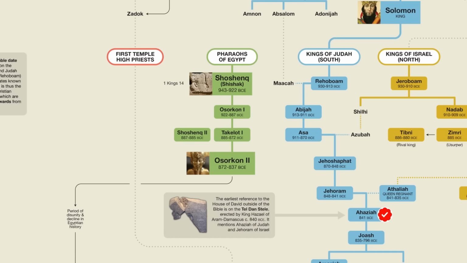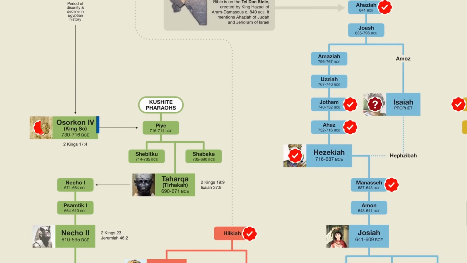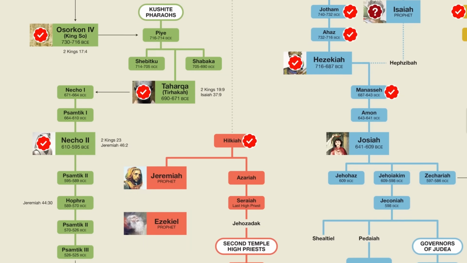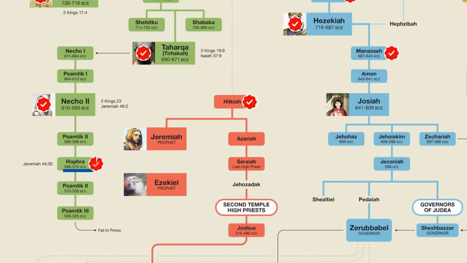However, the Bible does mention Shoshank, who it calls Shishak, who reigned during the time of Rehoboam and Jeroboam. It also mentions Osorkon IV, who it calls King So, and Taharka, who it calls Tirhaka. These 2 pharaohs reigned around the time of Hezekiah. Next, there's Pharaoh Necho II, who according to the Bible was responsible for killing King Josiah. Finally, there's Necho's grandson, Hophra, who reigned around the time that Judah fell to Babylon.